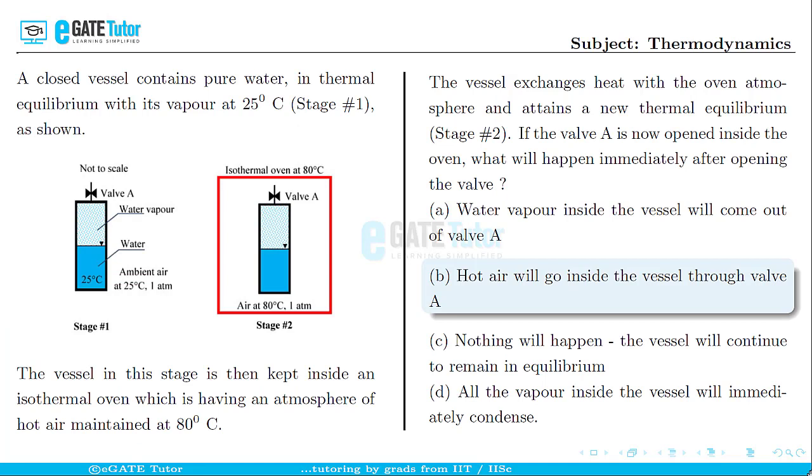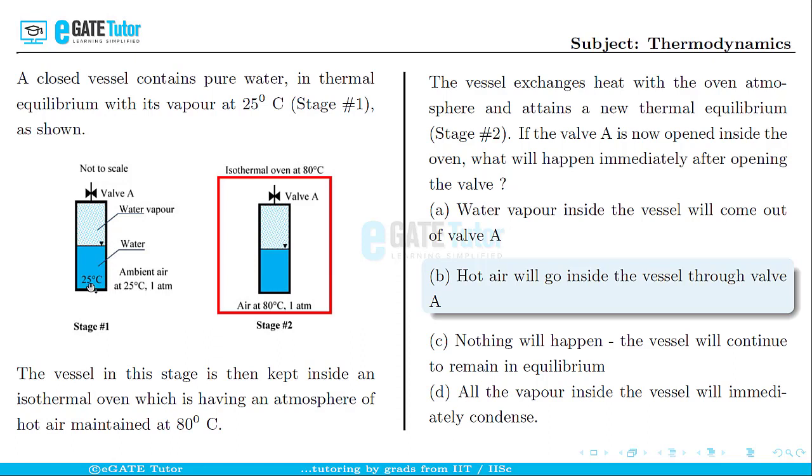This is a question from thermodynamics for 1 mark. A closed vessel contains pure water in thermal equilibrium with its vapor at 25 degrees centigrade, stage 1, as shown. So this is stage 1, which has water and its vapor inside a closed vessel at 25 degrees centigrade.